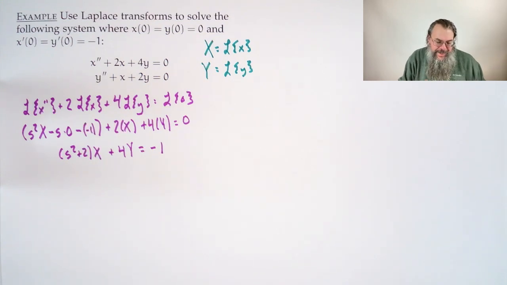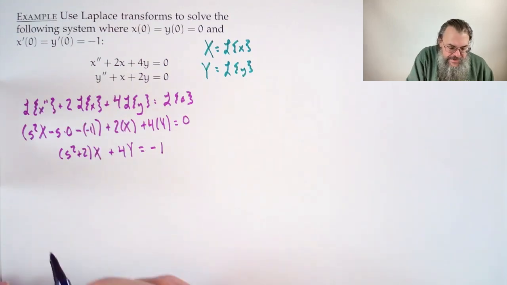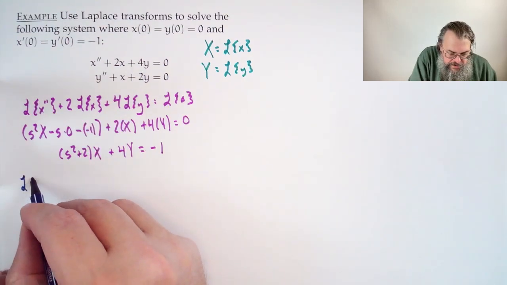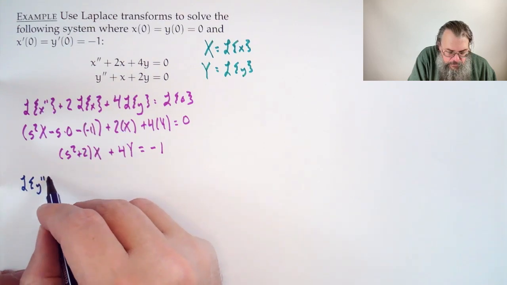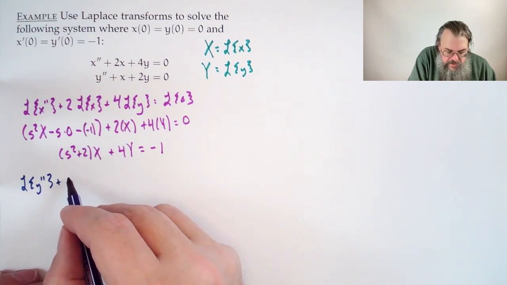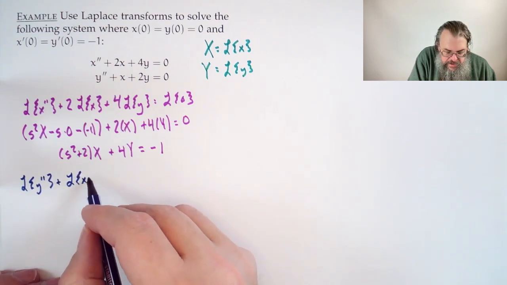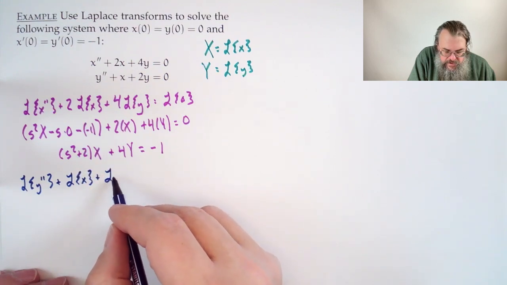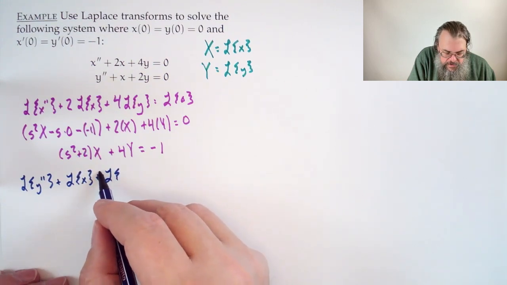Deja vu, we're going to have the same process for equation 2. So we're going to take the Laplace transform of y double prime plus Laplace transform of x plus Laplace transform of 2y. Well, the 2 can come out.